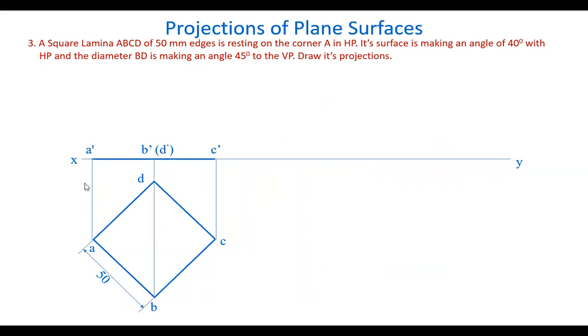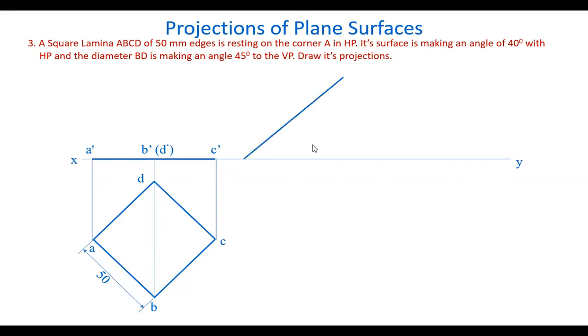Already we have seen all these positions earlier. So take the front view of this. Now its surface is making a 40 degrees angle with HP. And which corner? A. Here on the left side A, on the right side C. We have corners. So you can lift either left side or right side, right? Any side. But here we want A in HP. That's why you have to lift only on the right side here like this.